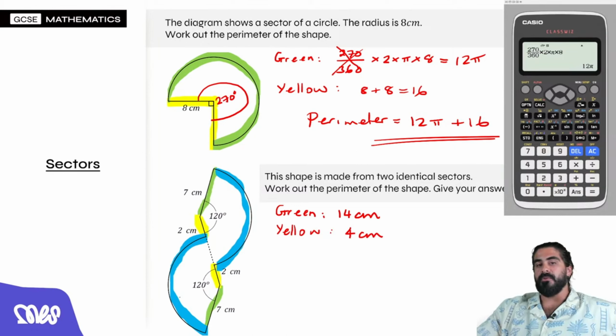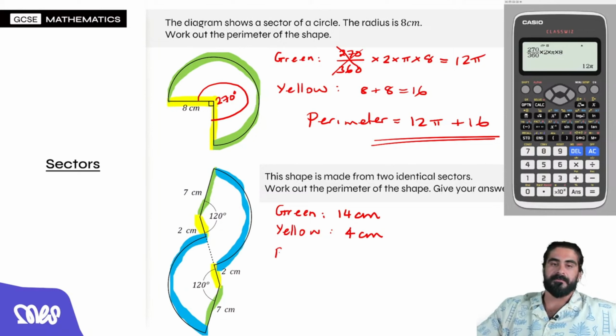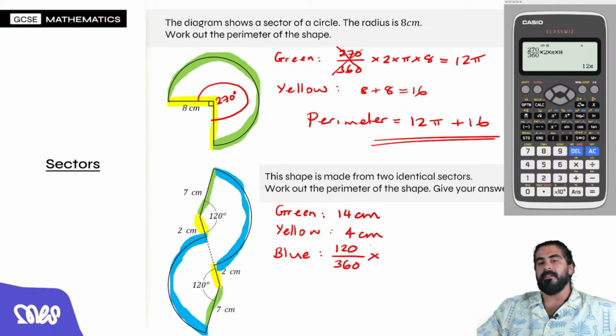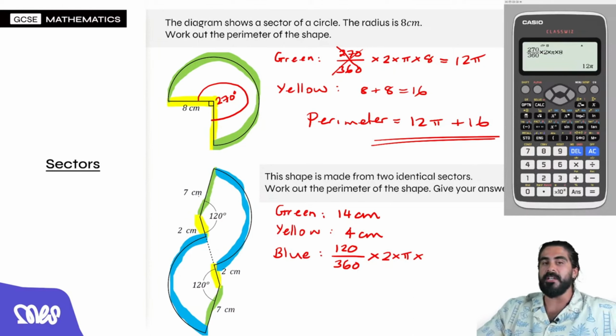Then the next one is the blues. Now for the blue, we need to calculate the arc length. The angle at the center is 120, so it's 120 divided by 360 multiplied by 2 times pi times the radius. Now be careful, the radius here is 7, it's not 2, it's the greens. The greens are the radius. And that's it, we type that in.